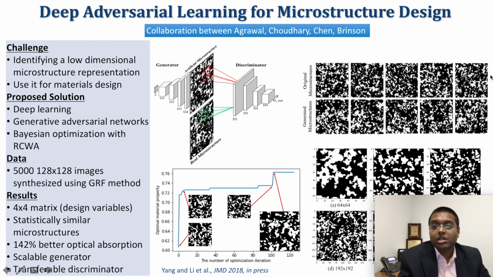Here you see the original, real microstructure, and these are the generated ones from the generator, which not only look visually similar but are also confirmed to be similar by statistical analysis, two-point statistics, and so on. They can also be used in conjunction with an optimization method like Bayesian optimization. With just about 100 iterations, we can get to the optimal microstructure. In this case, it's an optical property of the microstructure. This optimal microstructure was found to have a 142% better property than what traditional techniques can give.